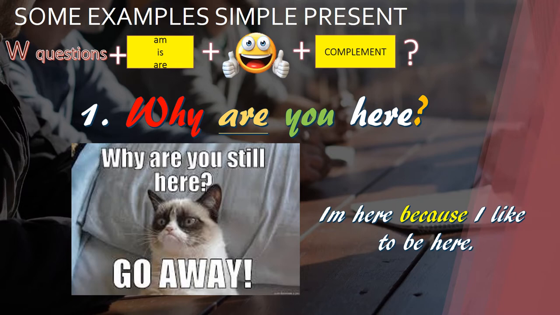And you have the double question plus the to be verb in simple present, are, plus the subject, you, plus the complement here. Why are you here? So the answer would be, I am here because I like to be here. Acuérdate que cada que tengas el doble question why, que es por qué, debes de contestar because, por qué. El because significa por qué también, pero para respuestas. So, why are you here? I'm here because I like to be here.